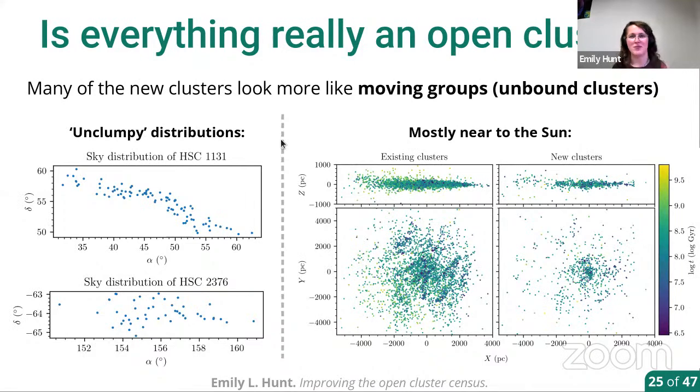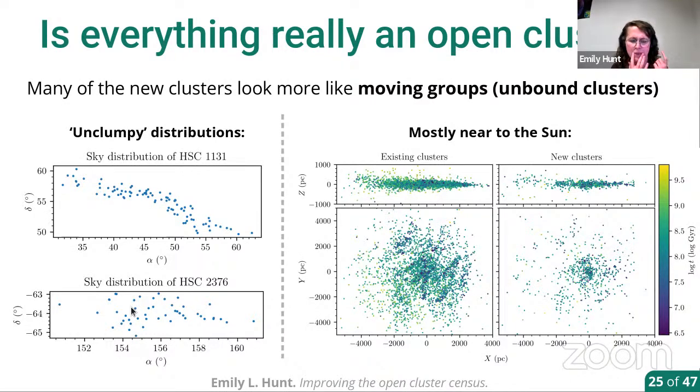So what do I mean by that? When we see an open cluster, it's generally a really tight sphere of stars on the sky for the most well-behaved ones. But then if we look at these new clusters like HSC 1131, it looks a bit more like a stellar string. And there's maybe a tiny overdensity of stars in the middle, but it's hard to say. This other one here, HSC 2376, is completely dispersed across the sky.